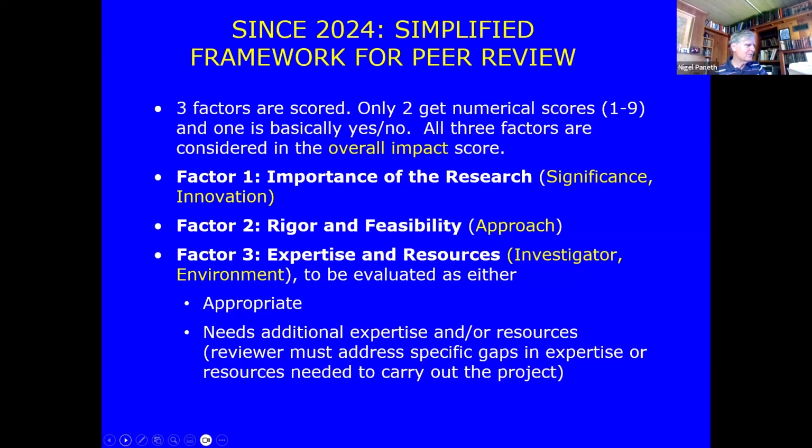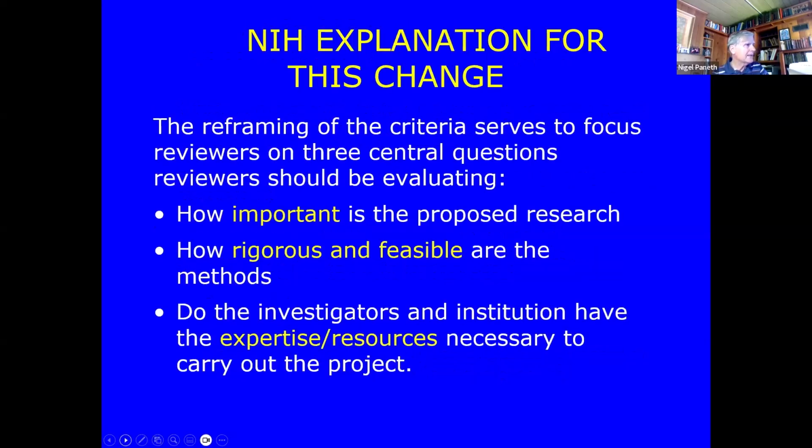The reviewer has to give the specific problems that he or she sees in the expertise or resources needed to carry out the project. So this is a really interesting new wrinkle. We'll see how it plays out. NIH explains it by saying it serves to focus reviews on three central questions: how important, how rigorous and feasible, and do you have the expertise and resources necessary?